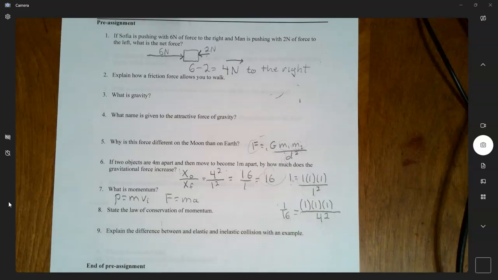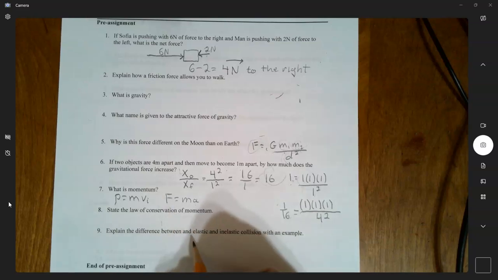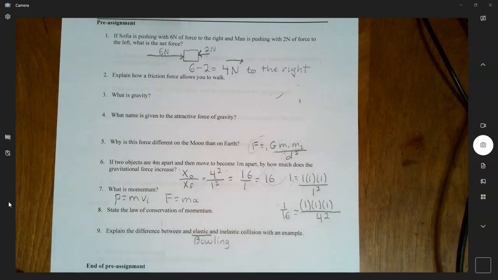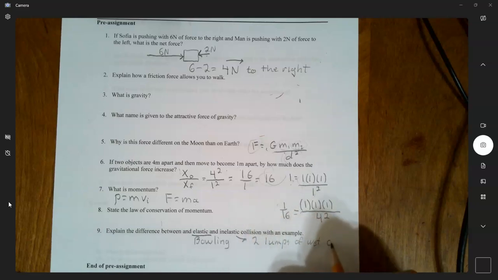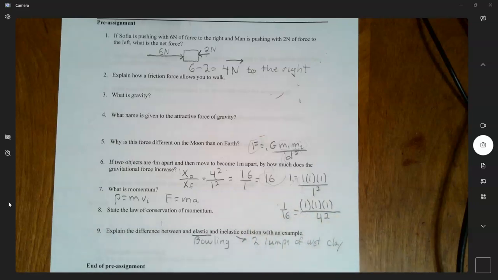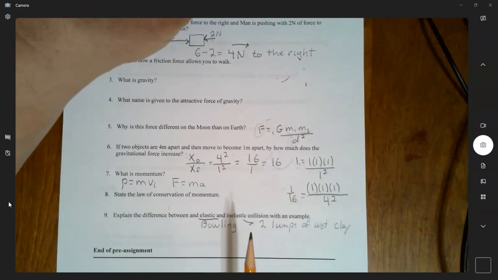Okay, explain the difference between elastic and inelastic collision. So an elastic collision, generally you can think of it as bowling balls. Two bowling balls just clicking together, but that is really not the way you tell it, okay? Because bowling balls may not be elastic, but you can generally think that's the nature of an elastic collision. Inelastic is two lumps of wet clay. Two lumps of wet clay. Okay?